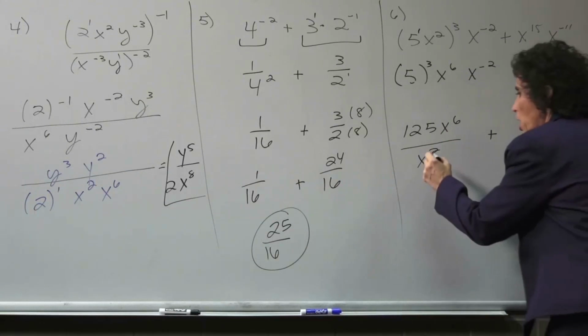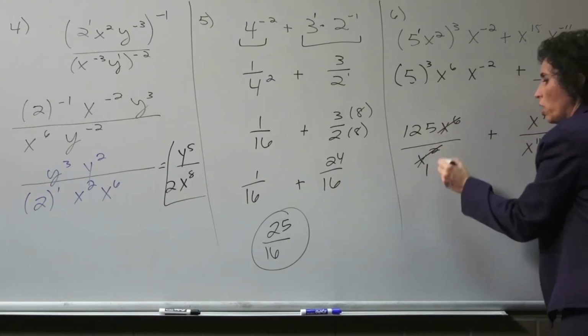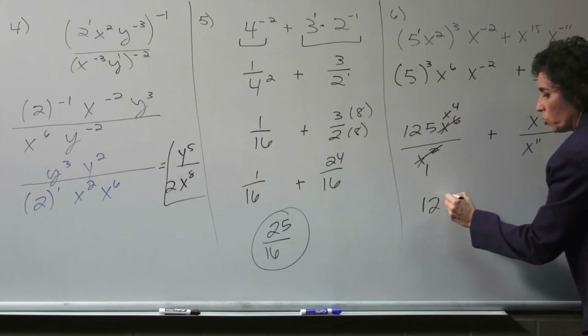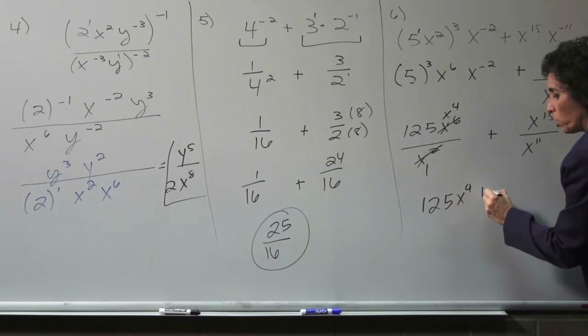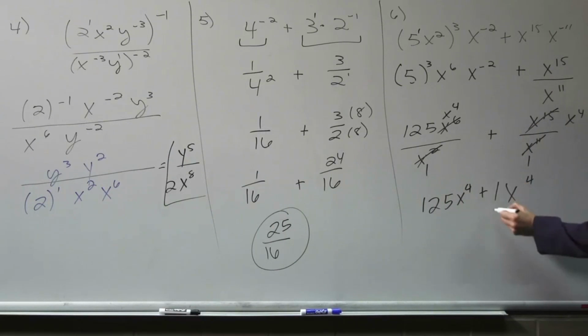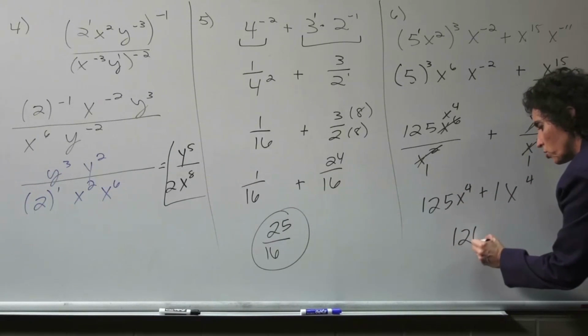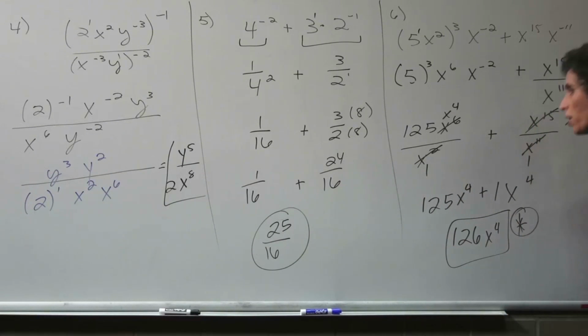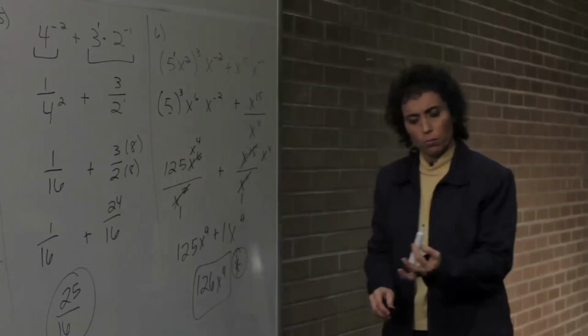You ready? Here we go. There's more x's upstairs. How many? 4, because 6 minus 2 is 4. So this is 125x to the 4th plus. We can reduce. There's more upstairs. How many more? 4. Oh, that is just a beautiful problem. I can combine them because they are like terms. 125 plus 1 is 126. Keep the like term. Oh my gosh, if you got that, you can do anything. That's a beautiful problem. Great marker, too.